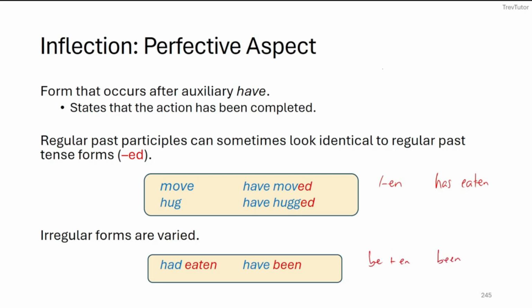But there's some cases like we saw before, which is like had run, for example. Run just looks like a bare infinitive form, but it's actually inflected for perfect in this case. So we would label this as a past participle if we're giving it an inflection name.